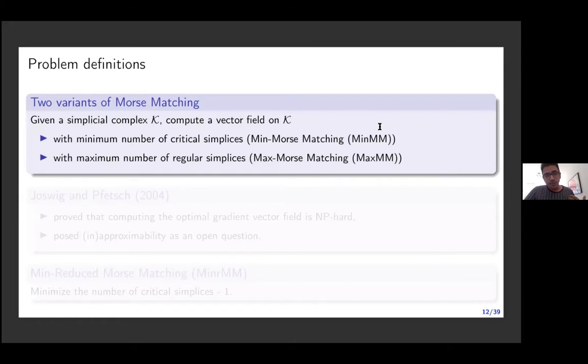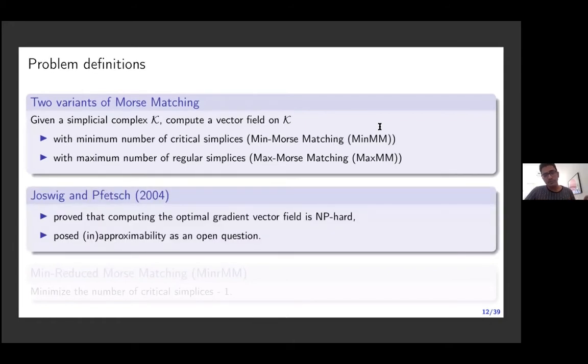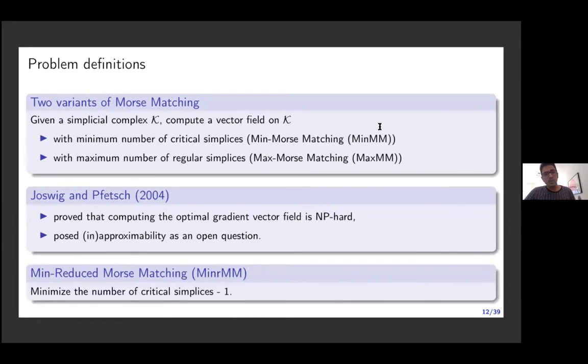In particular, the history of this problem starts with Joswig and Pfetsch. They showed that computing the optimal gradient vector field is actually NP-hard. And they posed the inapproximability questions as open. These are the questions that we'll answer in this talk. One more variant of Morse matchings that we want to consider is the reduced version, where you minimize not the number of critical simplices, but the number of critical simplices minus 1. Again, in the classical sense, this problem is the same as min-MM, but from the point of view of approximability, it is slightly different.